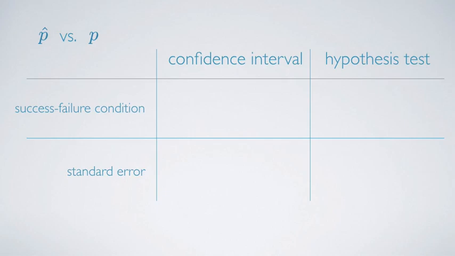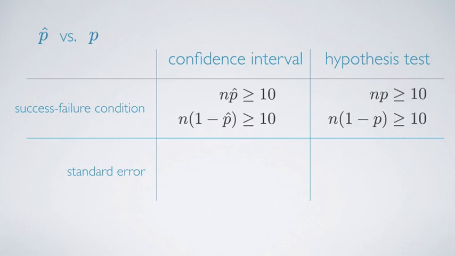So, if I want to check the success-failure condition for a confidence interval, I would use the observed sample proportions. If, on the other hand, I'm checking the success-failure condition for a hypothesis test, I use the expected counts and plug in the p that comes from my null hypothesis. If I'm calculating the standard error for a confidence interval, once again I use the observed sample proportion because I don't know any better.